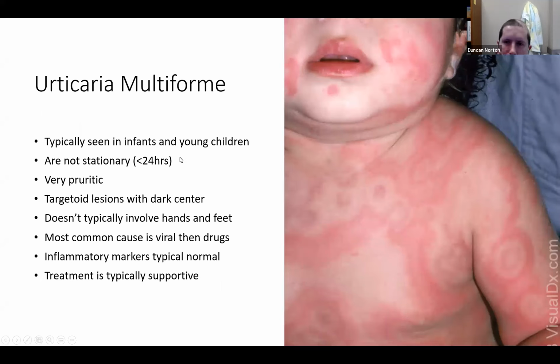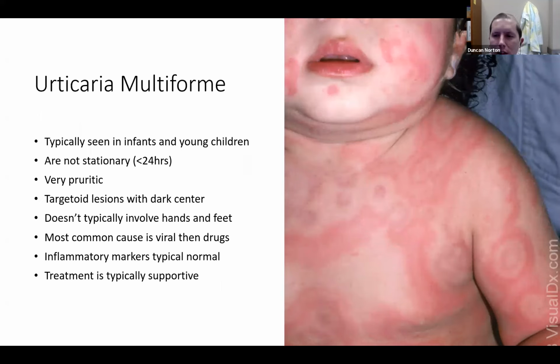The next three diagnoses are very typically itchy, but they tend to look alike. The first one we're going to focus on is urticaria multiforme. This is typically seen in very young kids, more infants and young children. These are not stationary. These are mobile, raised lesions that have a wheel-like targetoid appearance.